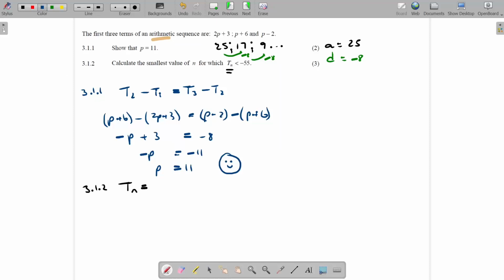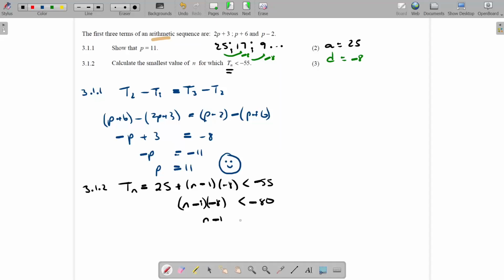So we know that Tn is going to be 25 plus n minus 1 times minus 8, and we want that to be less than minus 55. So we do our work. N minus 1 times minus 8 would be less than, we take the 25 across, and we subtract 25 from both sides. And we only get minus 80. We're going to divide by minus 8.